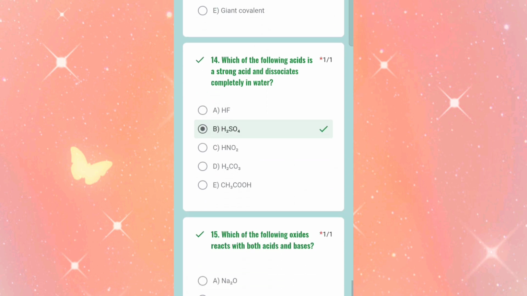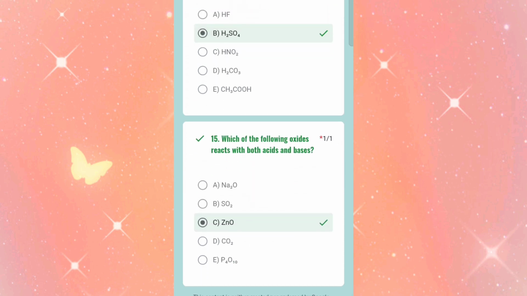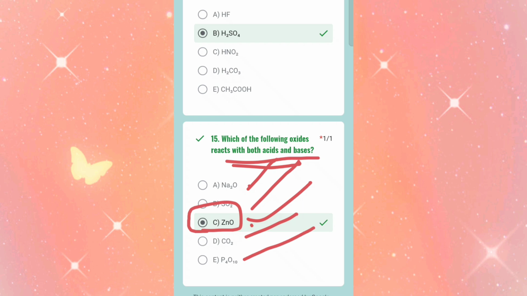Which of the following oxides reacts with both acid and base? The oxide which has amphoteric nature will react with both acid and base. So the only answer here is ZnO. It is an amphoteric oxide and reacts with acids and bases. NO2 is acidic, SO2 acidic, CO2 acidic, P4O10 is also acidic. So ZnO is our answer.